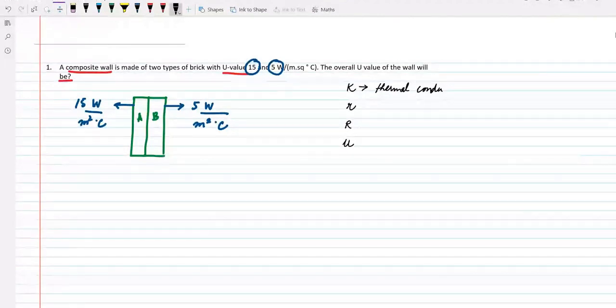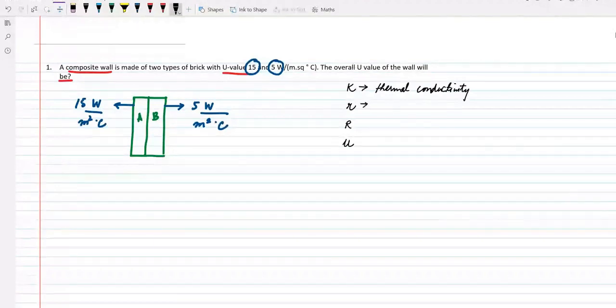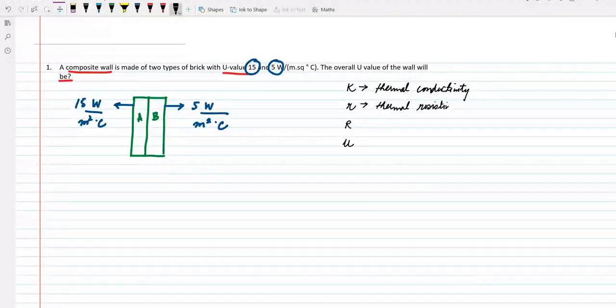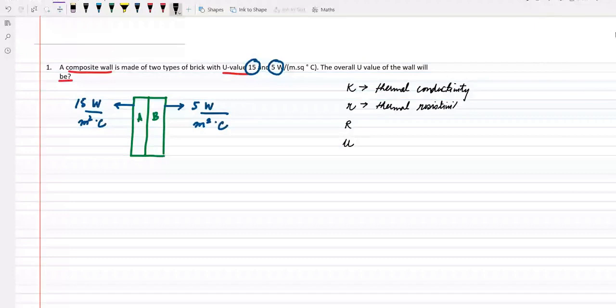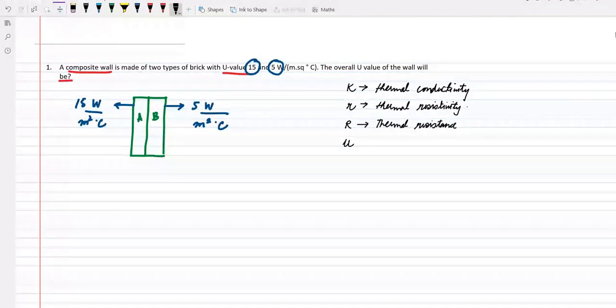Thermal conductivity, small k. Smaller r is the thermal resistivity. Big R is thermal resistance. U value that has been asked in the question is what? Thermal transmittance.